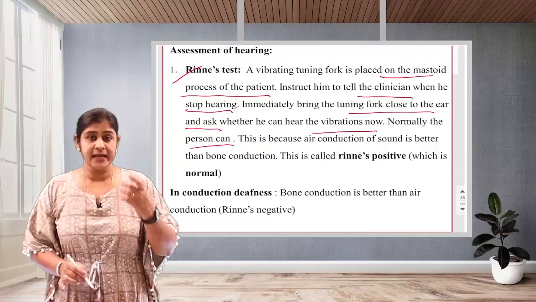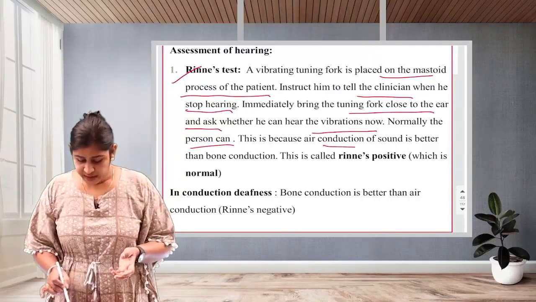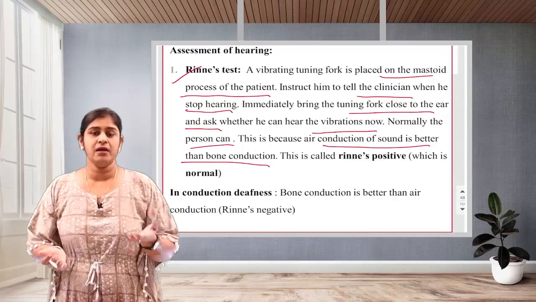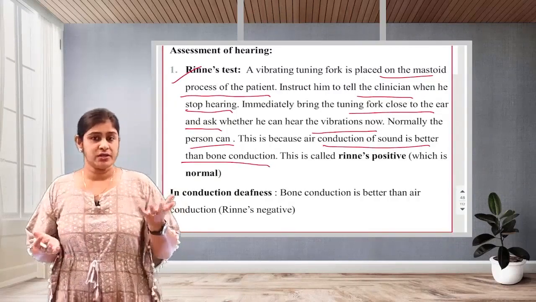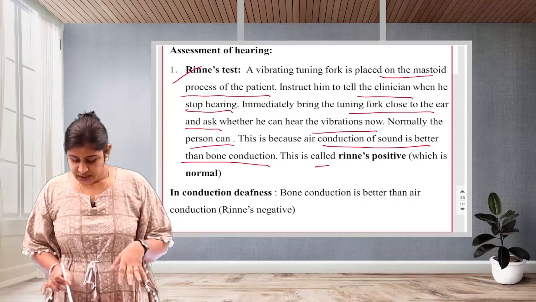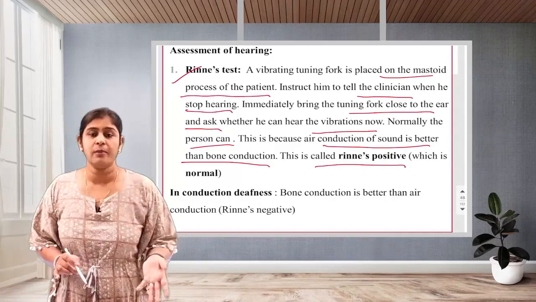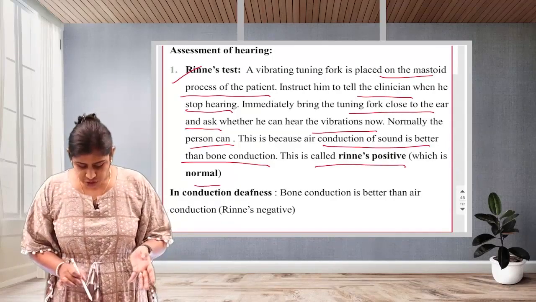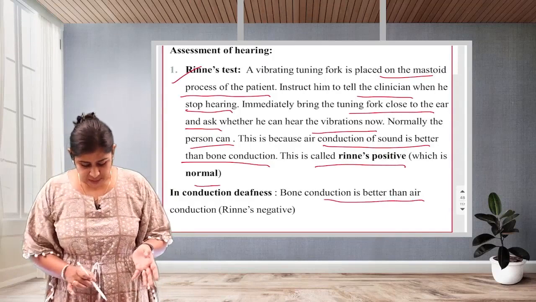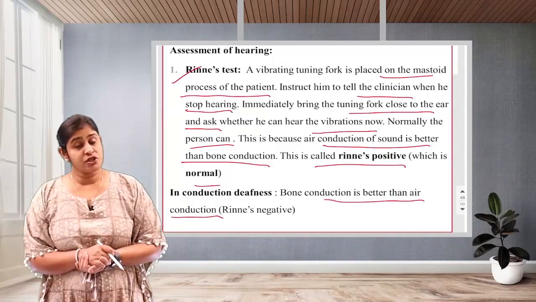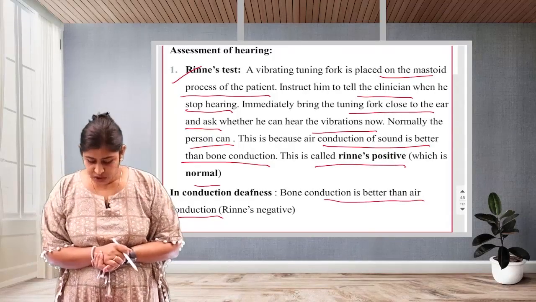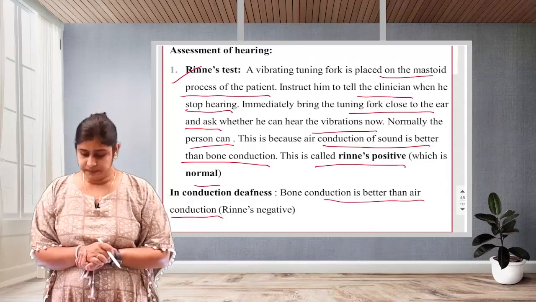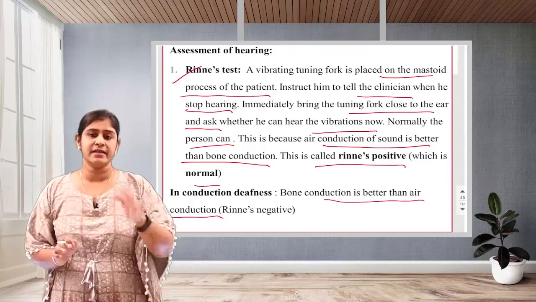Normally the person can hear it. This is because air conduction of sound is better than bone conduction. This is called Rinne's positive, which is a normal test. In conductive deafness, bone conduction is better than air conduction, and we call it Rinne's negative test.